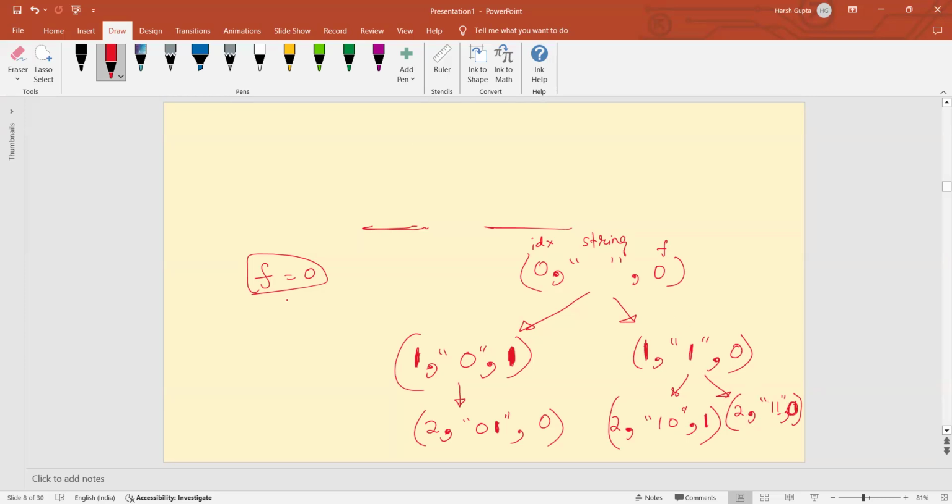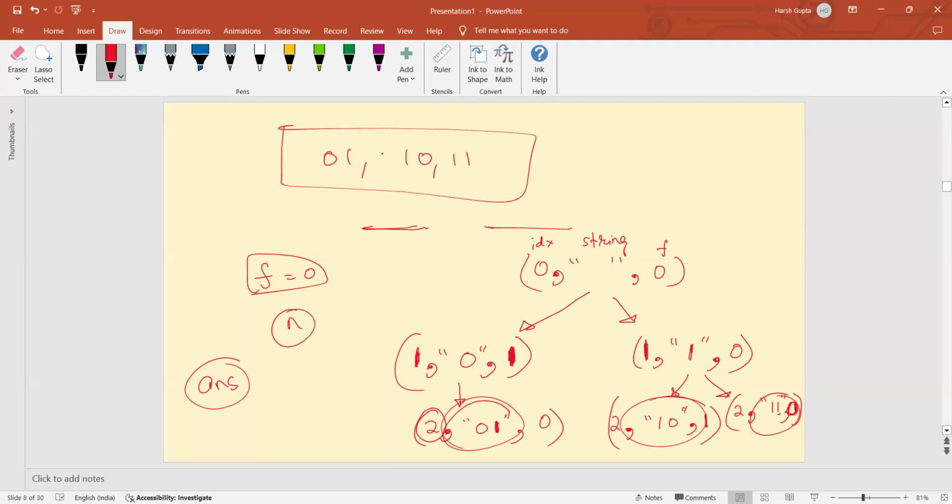Now, if you look up, we are required to construct a string of length n, and we already have that. We have already reached our index n. So in this case, we can maintain some vector answer, and to this answer we can push back this temp. So the answers will be 0, 1, 1, 0, and 1, 1. So this will be our final answer, isn't it? Yeah. So let's see the code now.